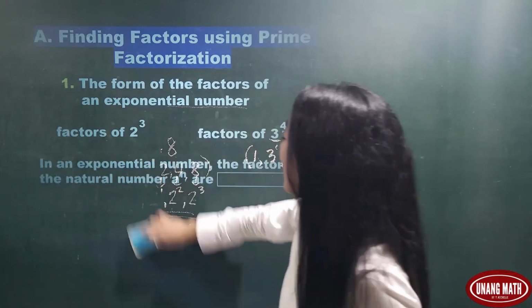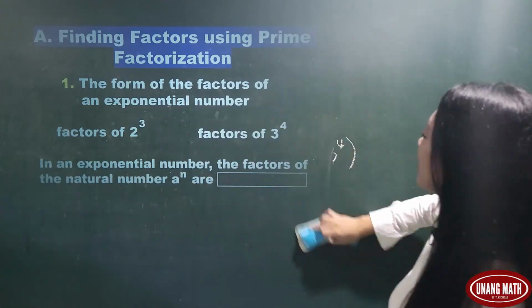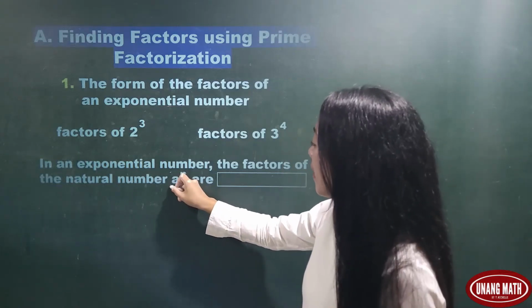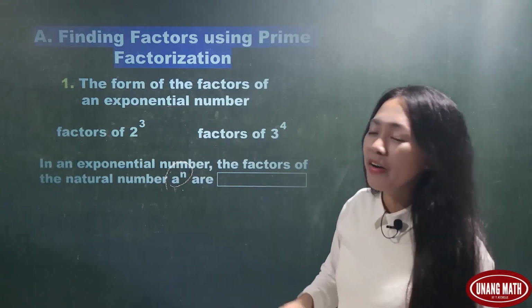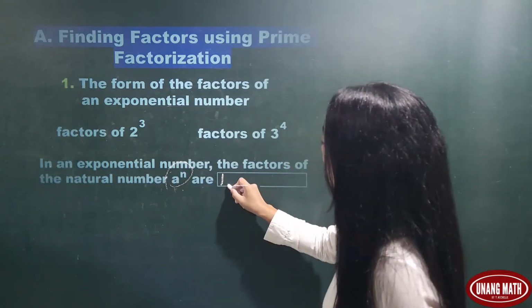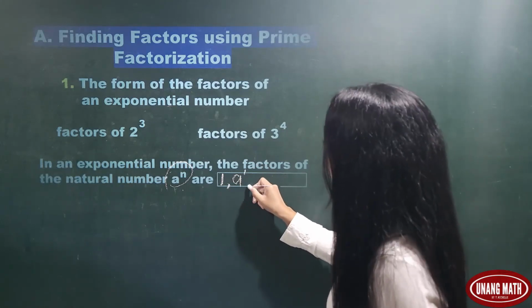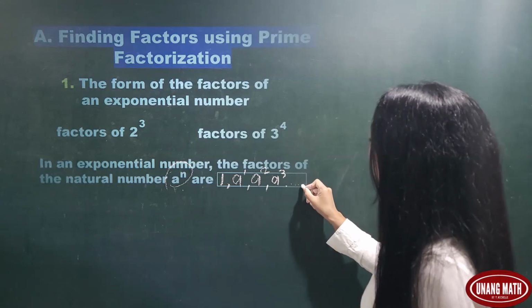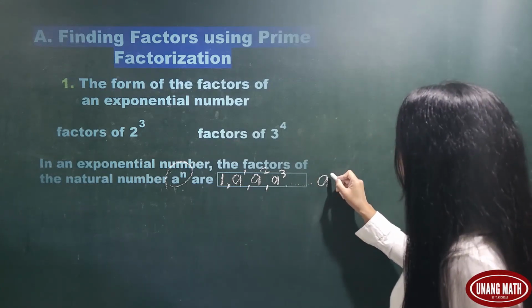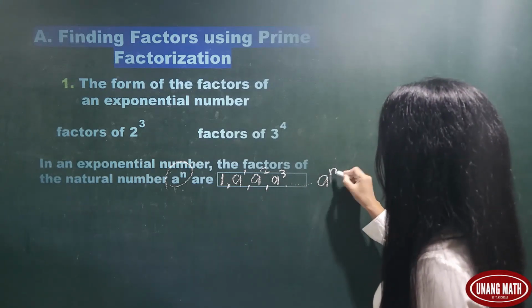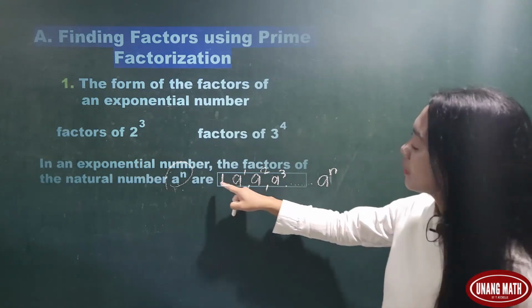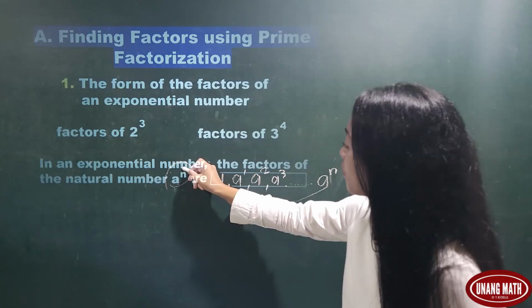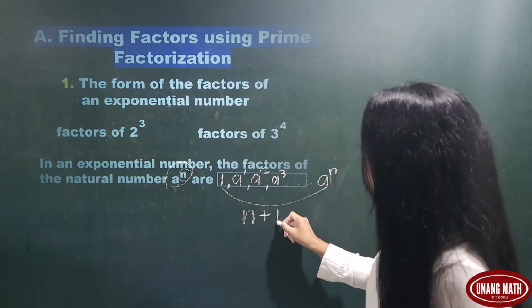In an exponential number, the factors of the natural number a raised to the power of n are: we start with 1, a raised to the power of 1, a raised to the power of 2, a raised to the power of 3, until we arrive at the same number. And to know how many factors, it is n, the exponent, plus 1.